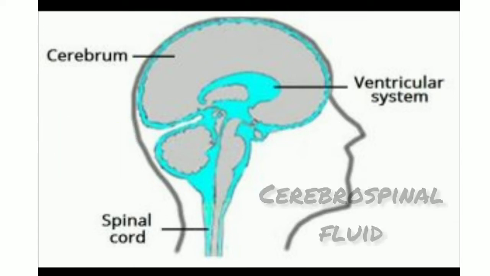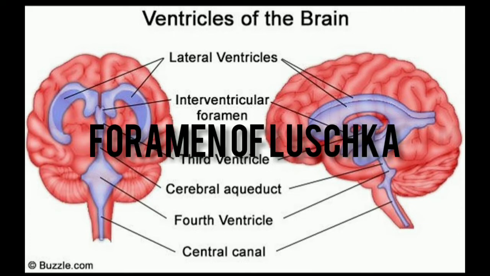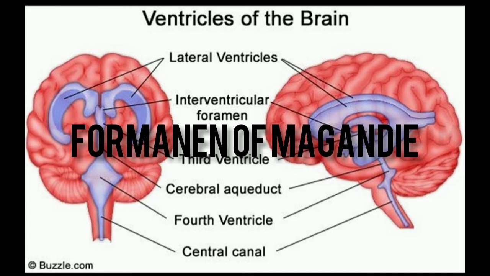Now, let us look into some structures through which CSF flows. Ventricles of the brain are the spaces within which the CSF circulates. There are two lateral ventricles, a third ventricle and a fourth ventricle. The lateral ventricles are connected with the third ventricle via the interventricular foramen. The third ventricle is connected to the fourth ventricle via the cerebral aqueduct. The fourth ventricle has three openings, two foramina of Luschka and a foramen of Magendie.